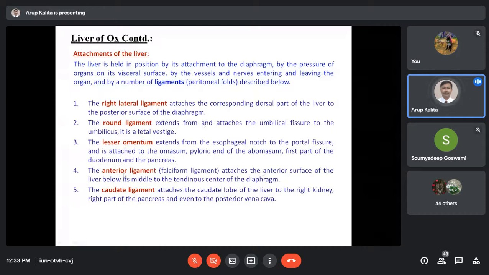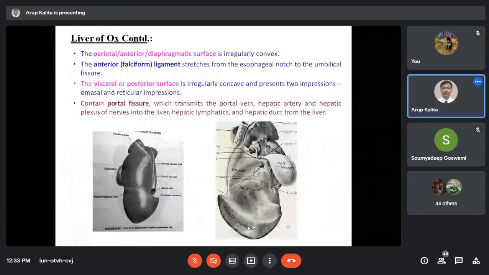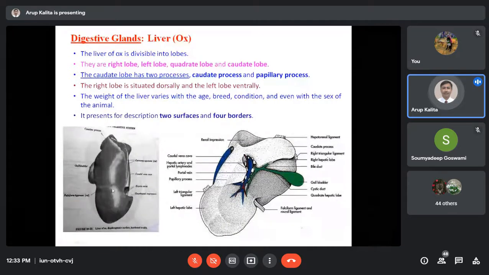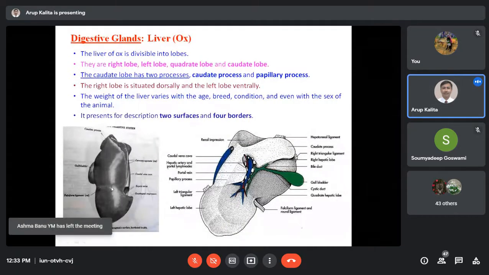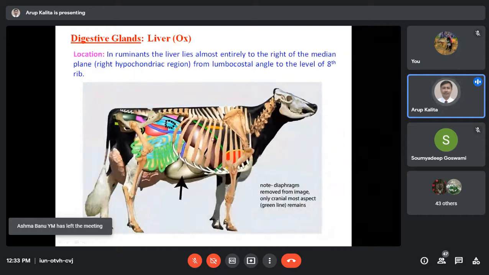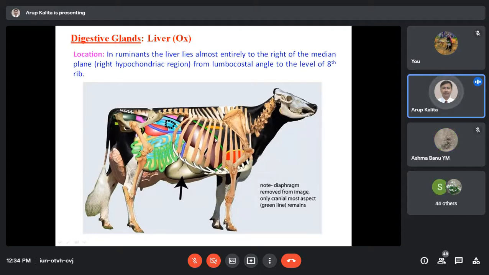Next, the anterior ligament or falciform ligament attaches the anterior surface of the liver, below its middle, to the tendinous center of the diaphragm. You see. Here, this is the falciform ligament. It attaches with the tendinous part of the diaphragm. So there is an attachment here, and this attachment is called the falciform ligament.